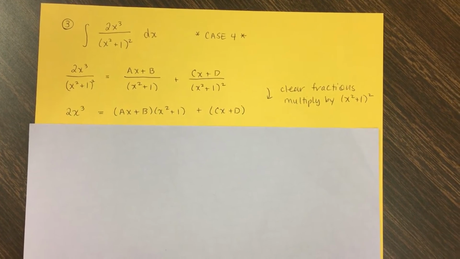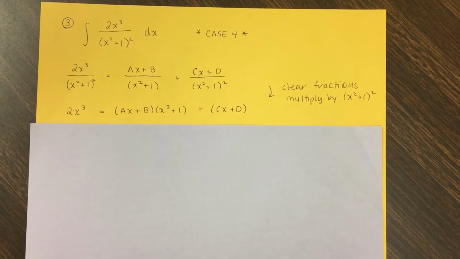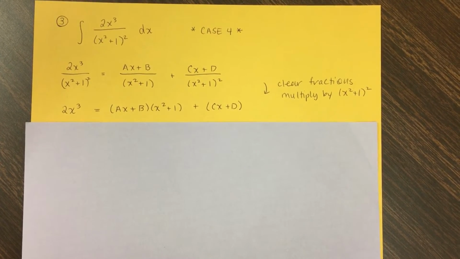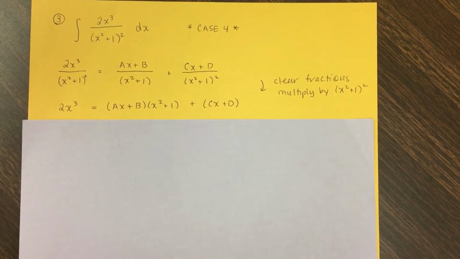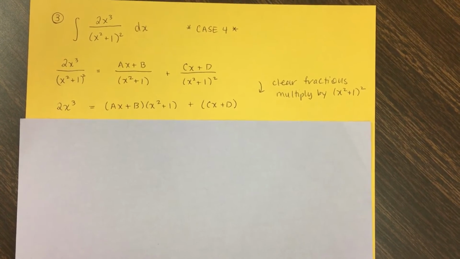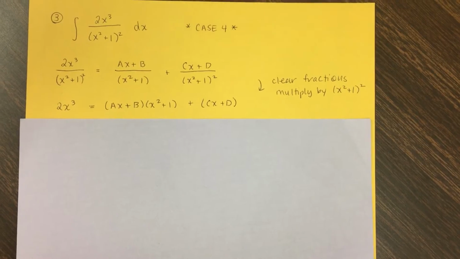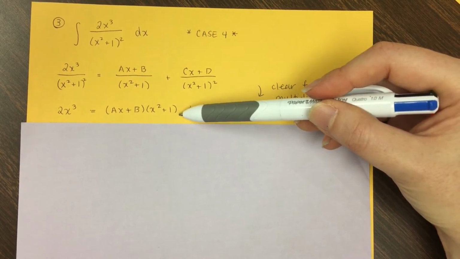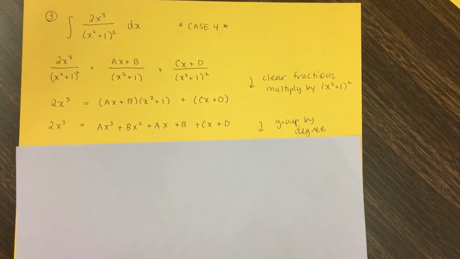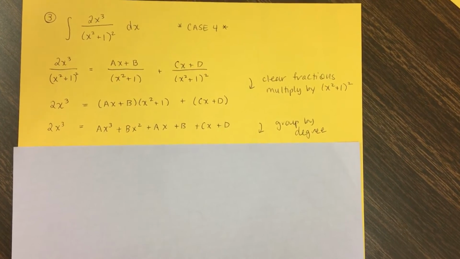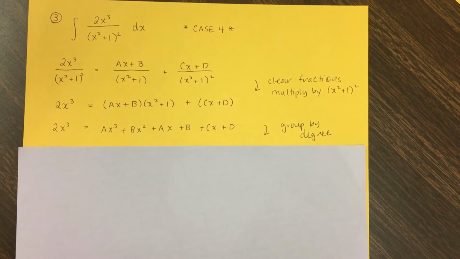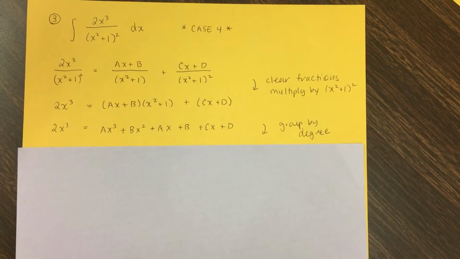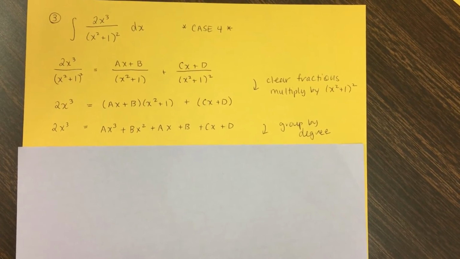So I'll multiply everybody by that, which will give me 2x cubed equals (ax plus b) times (x squared plus 1), and then the fraction cleared for cx plus d, so he's there by himself. I'm going to go ahead with this (ax plus b)(x squared plus 1) term and distribute, and that's going to give me 2x cubed equals ax cubed plus bx squared plus ax plus b, and then that cx plus d guy comes down. So I'm going to try and equate coefficients again.